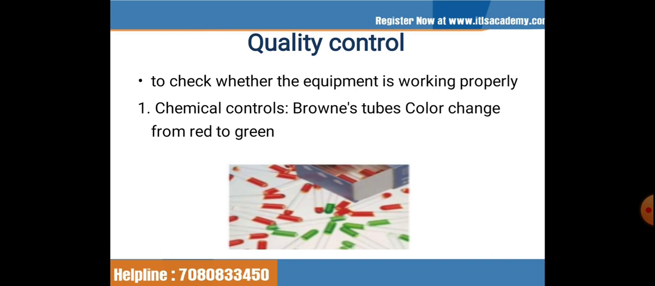Okay, how can you check that your instrument is working properly, means it is doing the right job of sterilization? There are generally two methods to check whether the equipment is working properly. First is the chemical control. A brown tube color changes from red to green. It is a chemical method. Brown tubes are available in the market, which when kept in the oven, turn green, which shows the indication whether the equipment is working properly or not.